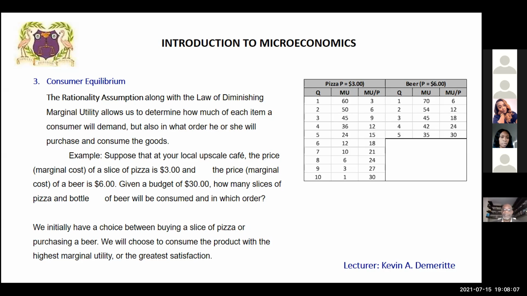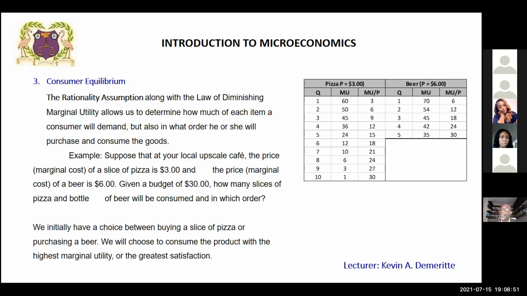So how do we go about doing that? Well, initially, you have a choice between a slice of pizza or beer. Right. We will choose to consume the product that gives us the highest marginal utility, or the greatest enjoyment or satisfaction. So in that case, we have to look at the table and look at our marginal utility. Right. And if you look at your marginal utility column, you will see that if you were to get a slice of pizza, you're going to get 60 units of satisfaction, marginal utility of 60 for that slice of pizza.